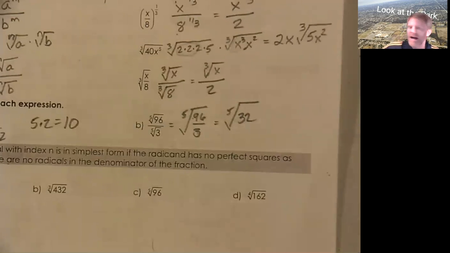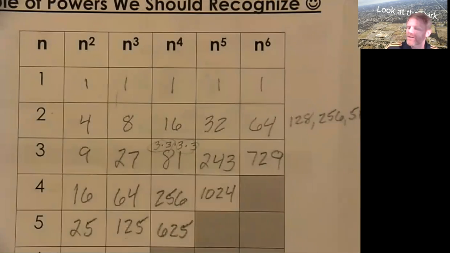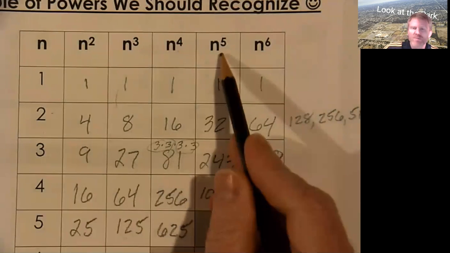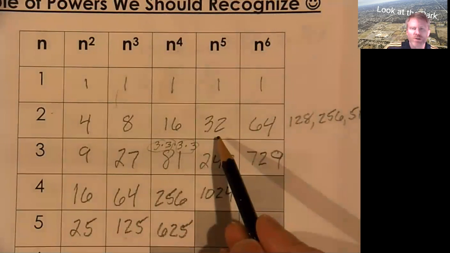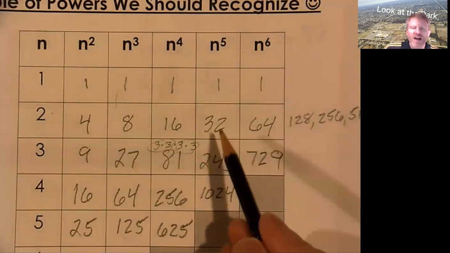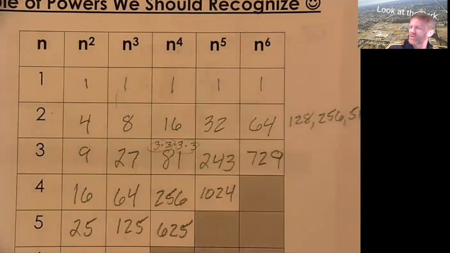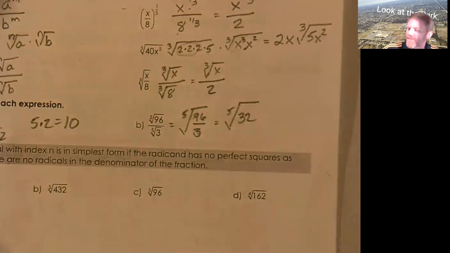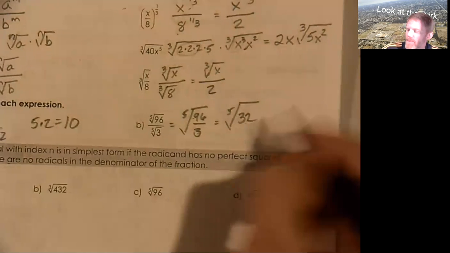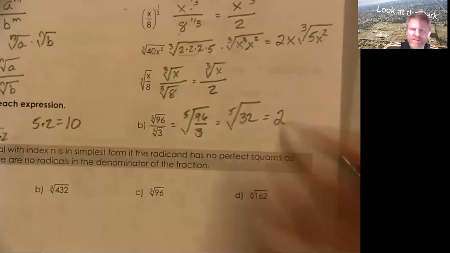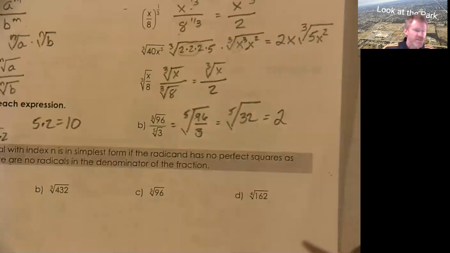Now, if you know your power chart, you see that 2 to the 5th power is 32. So that means it takes 5 2s to make 32. 2 times 2 times 2 times 2 times 2. So that becomes 2. If you need to write them all out, you're welcome to do that.